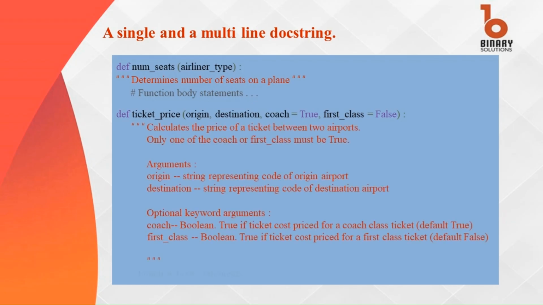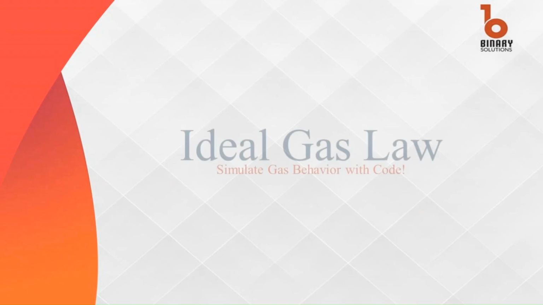This docstring not only explains the function's purpose, calculating the price of a ticket between two airports, but also describes the arguments the function takes, including the optional keyword arguments for coach and first class ticket pricing. The multi-line docstring uses consistent indentation and includes a blank line before the closing triple quotes, making it clear and readable. Finally, let's explore the concept of the ideal gas law.